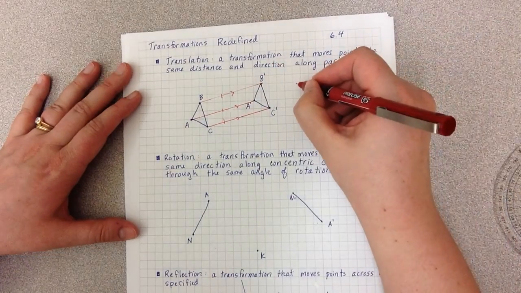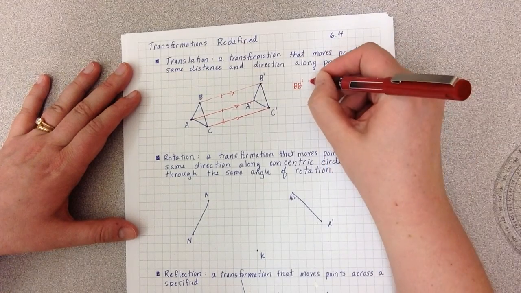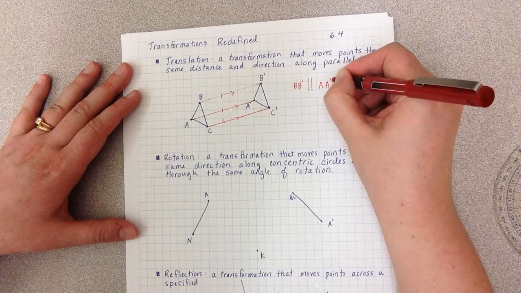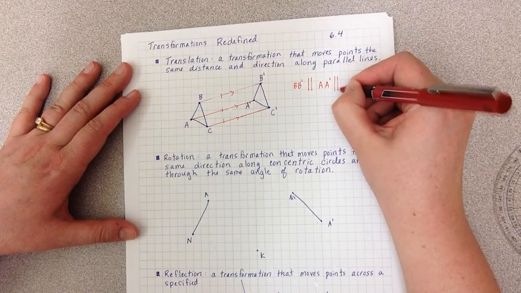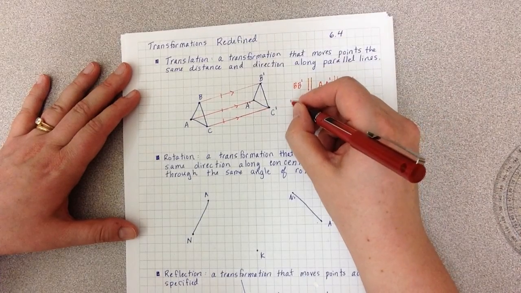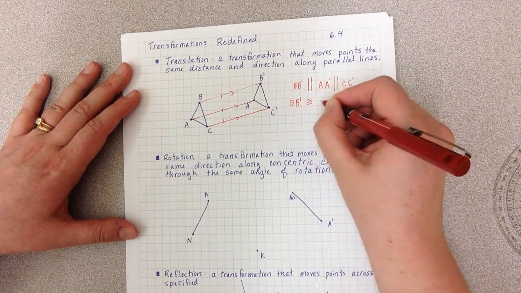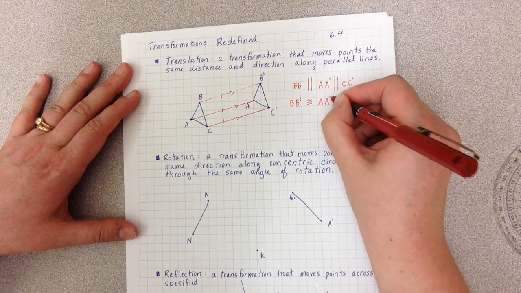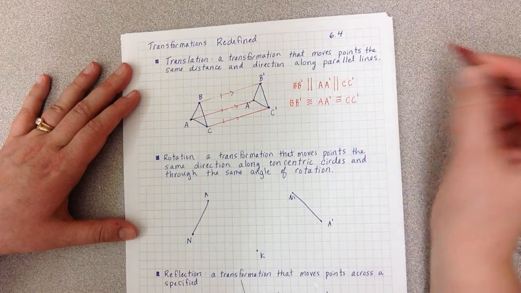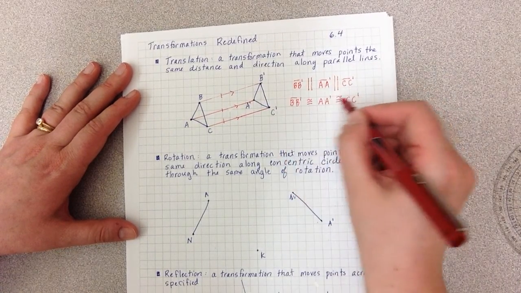And we can write that in two statements. We can say that BB' is parallel to AA' is parallel to CC'. We can also say that BB' is congruent to AA', is congruent to CC'. And let's indicate that these are all line segments.